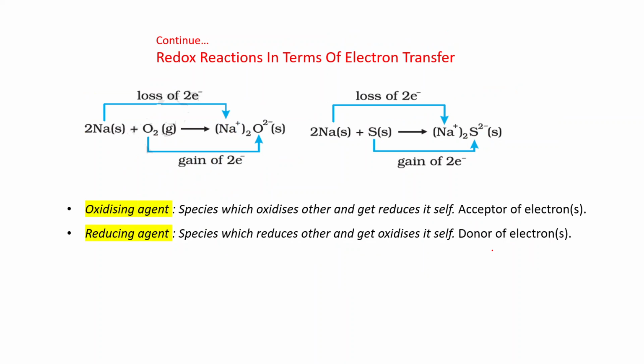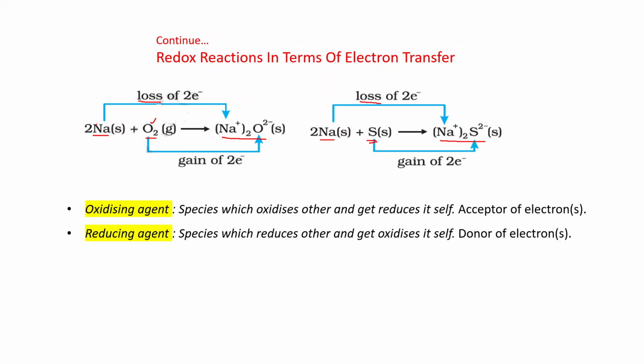Now take some more examples. Sodium when it reacts with oxygen will convert into sodium oxide. In this case, sodium loses electrons, so sodium is oxidized, and oxygen gains electrons, so oxygen is reduced. One more example: sodium when it reacts with sulfur will convert into sodium sulfide, Na2S. Again in this case sodium lost electrons, so sodium is oxidized, and sulfur gained electrons, so it is reduced.